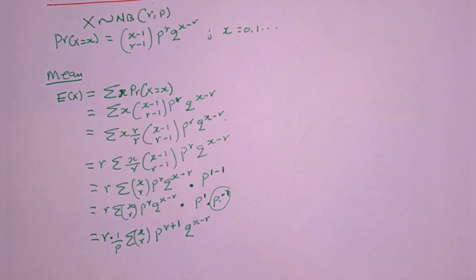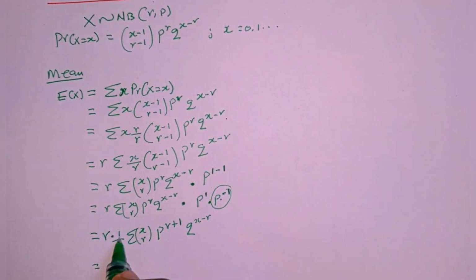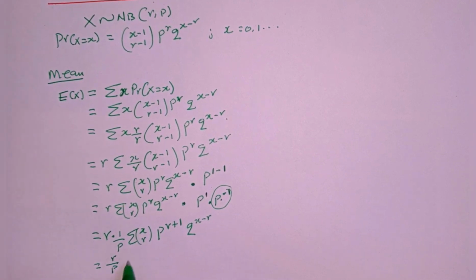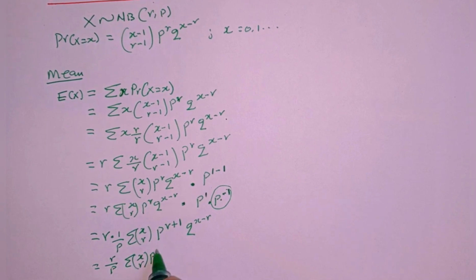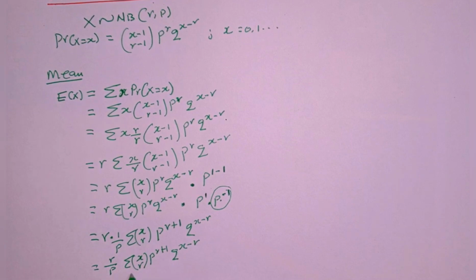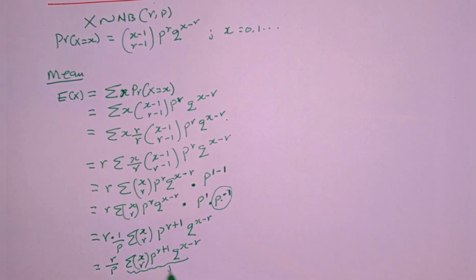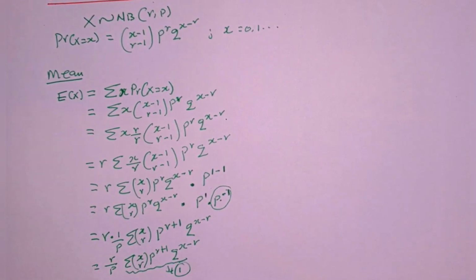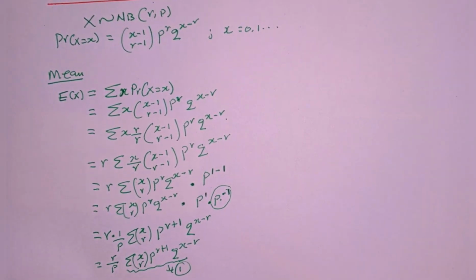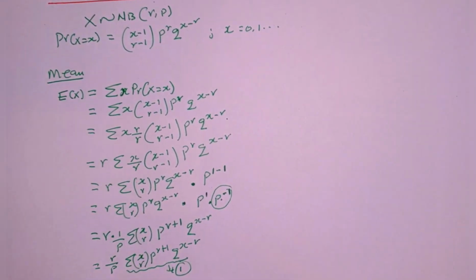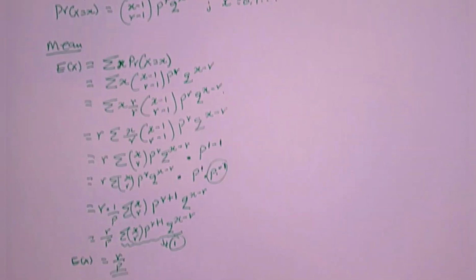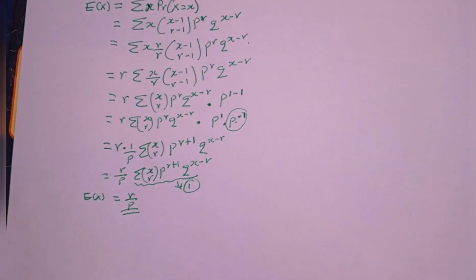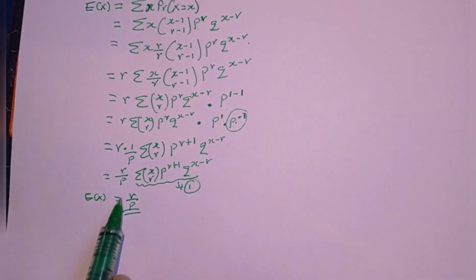So what do we do next? We're going to have what? r plus 1 is the same as r over p, the summation of x combination r, p raised to the power of r plus 1, q raised to the power of x minus r. So the whole of this is the same as what? It is the same as 1. So therefore, the expected value of x is the same as what? r over p, because if you multiply it by 1, it will still give us the same thing. So we have successfully got the expected value of x, which is equal to r over p.